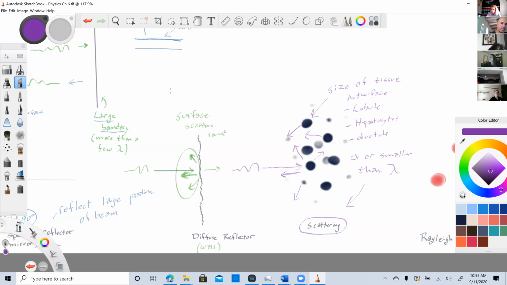Back here, in both the specular and the diffuse reflector, the interface is larger than the wavelength.